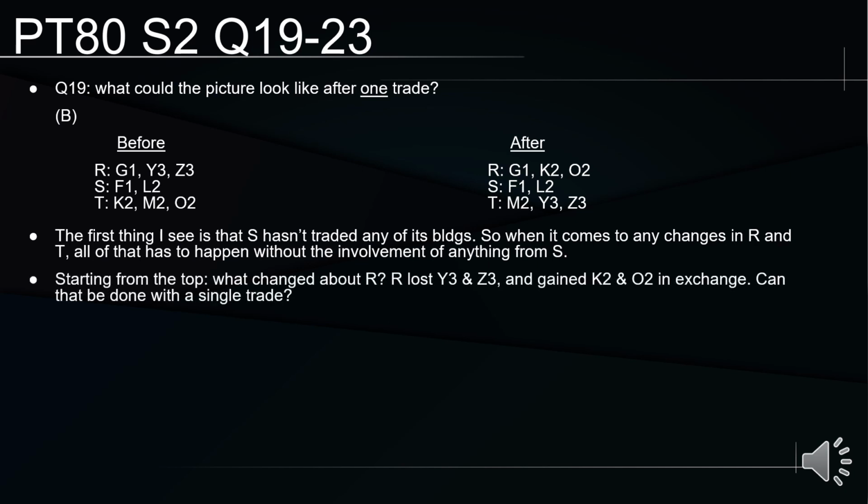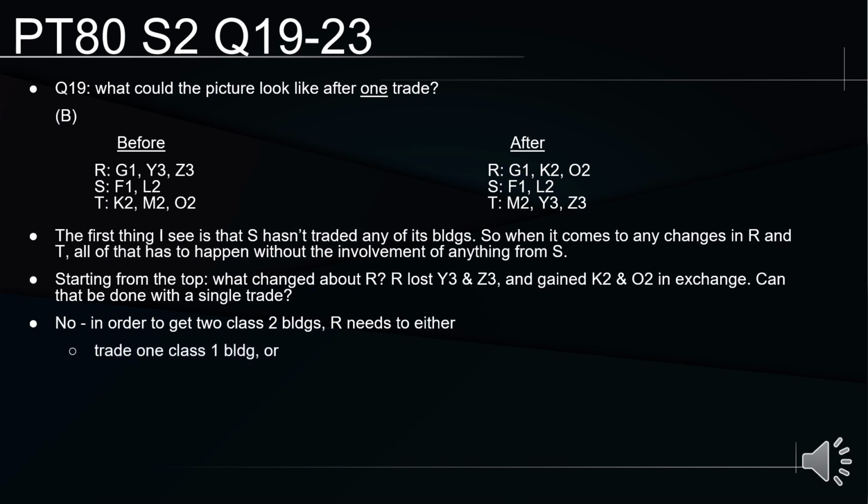So starting right from the top, what changed about R? R seems to have lost Y and Z and gained K and O in exchange. Now, can that be accomplished within a single trade? And the answer again is no. In order to get 2 Class 2 buildings, R needs to either trade away 1 Class 1 building to get those 2 Class 2 buildings, or it would have to somehow find a way to trade 4 Class 3 buildings in exchange for 2 Class 2 buildings. Note that 4 Class 3 buildings don't even exist in the game, period.